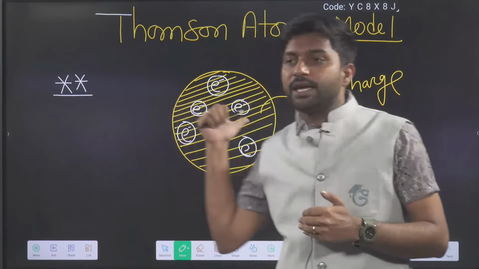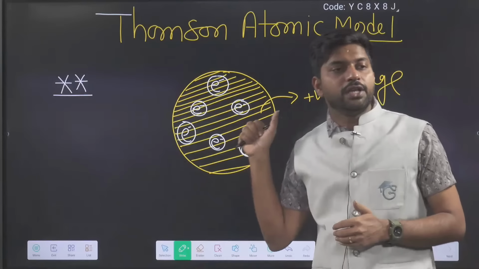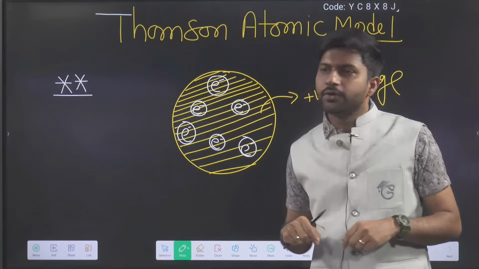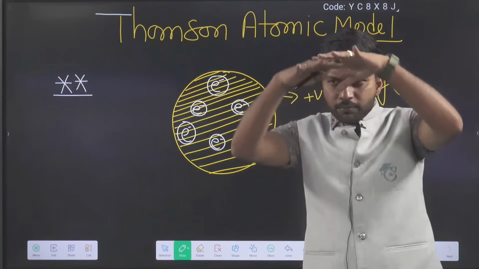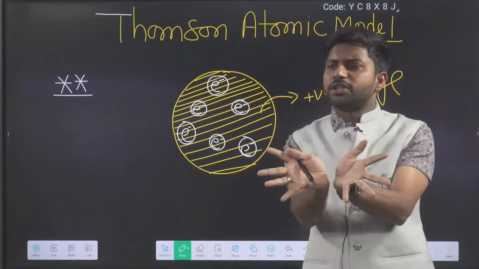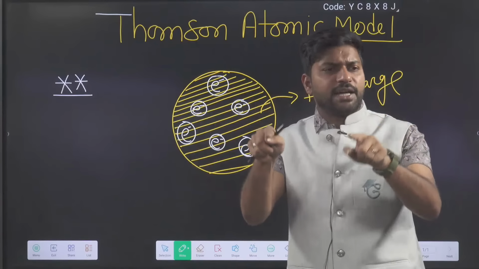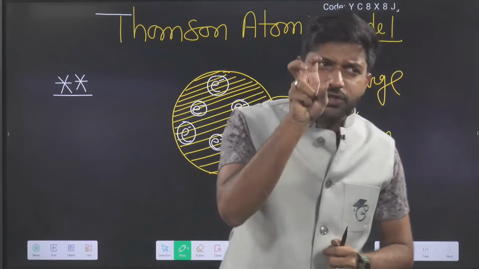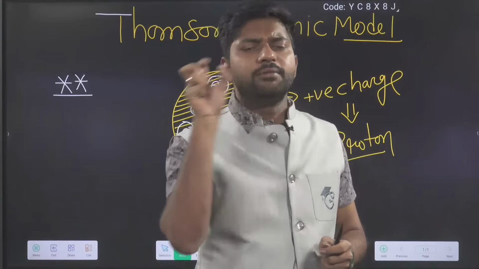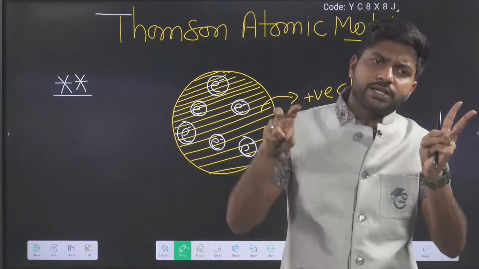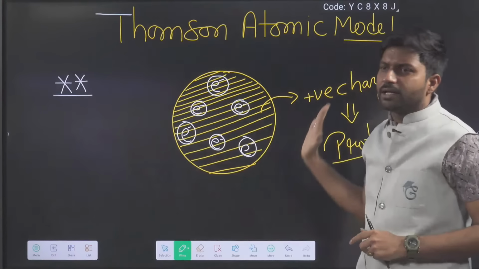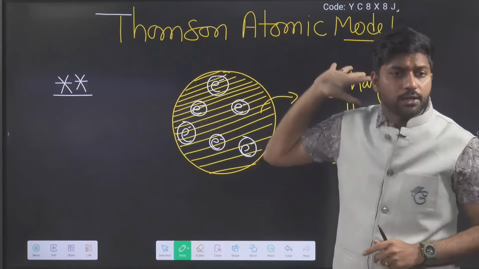Actually this model came before the discovery of the neutron. So positive charge is there. This positive charge is uniformly distributed, and inside that positive charge, negatively charged particles, means electrons, are embedded randomly. Total positive charge and total negative charge are equal and opposite. So overall the atom is neutral.